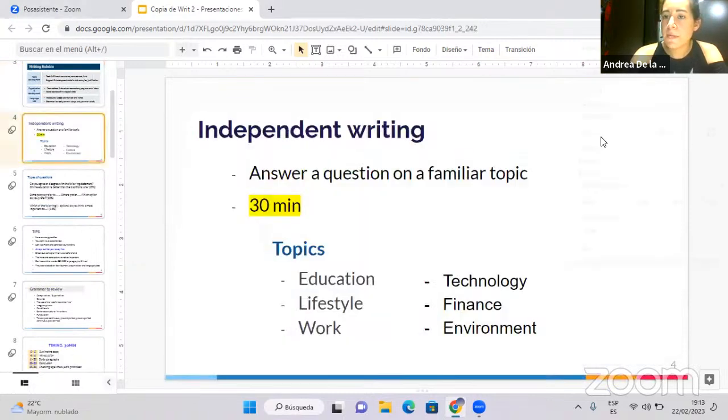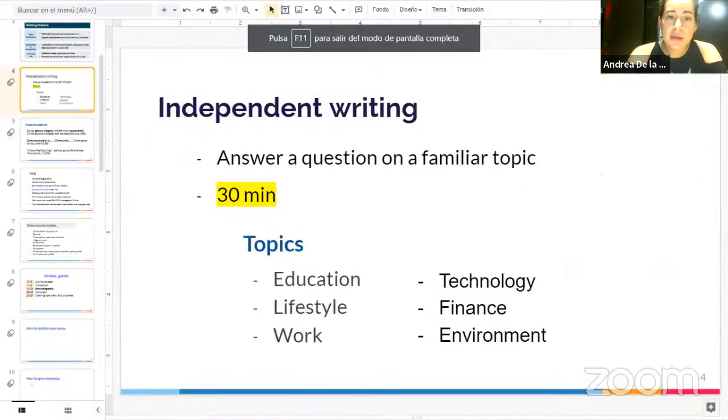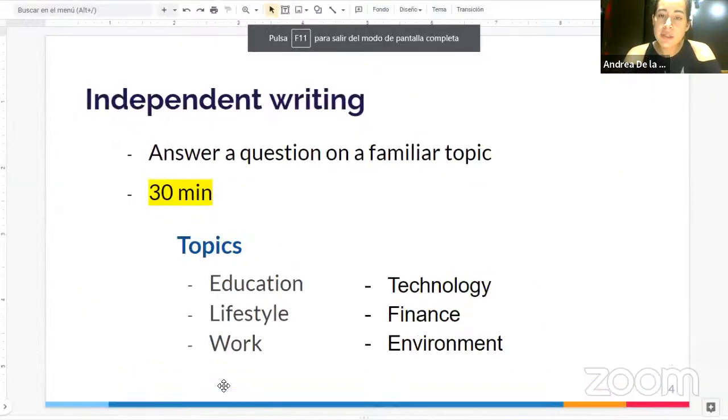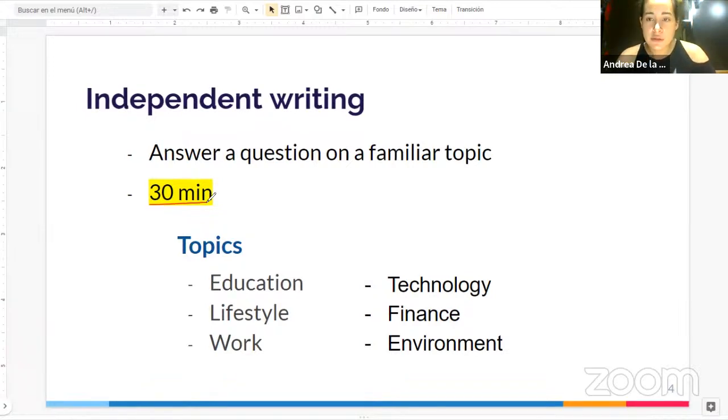Okay, guys. Now the independent writing works like this. They will basically give you a question. They will ask you a question, give you a prompt. It will appear on your screen. You read the question and that's it. That's all you're gonna do. You read the question and then right after you read it, you will have 30 minutes to write an essay answering that question, okay?